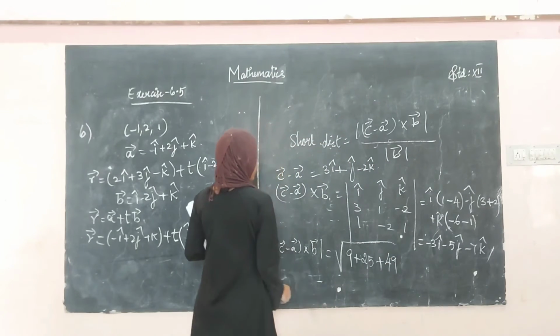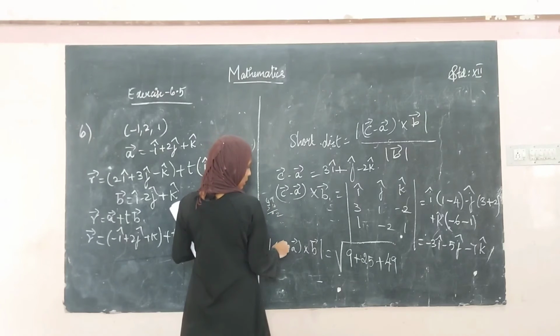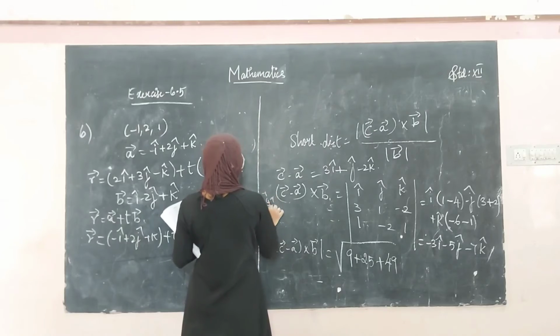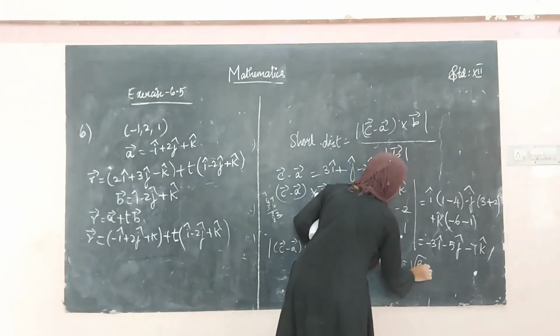25 plus 9 is 34, 49 plus 34 is 83. So it is equal to the square root of 83.